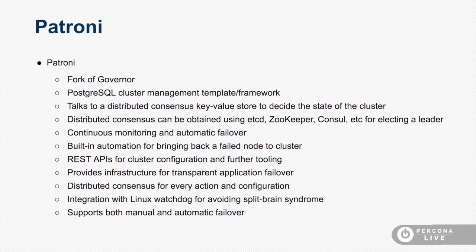Patroni, very quickly, right? So Patroni is a fork of the Governor project, and it talks to a distributed consensus key value store. We are going to quickly see a slide on how that works. We are talking about it could be etcd or ZooKeeper or Consul. So why is that distributed key value store needed? Patroni relies on this key value store in order to identify who could be the correct leader or the master, right?